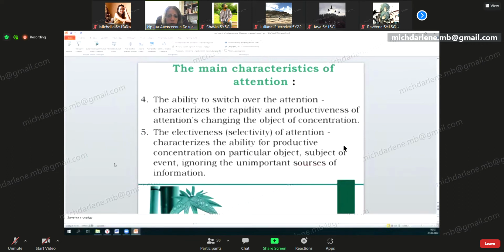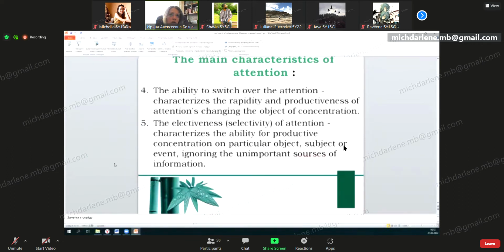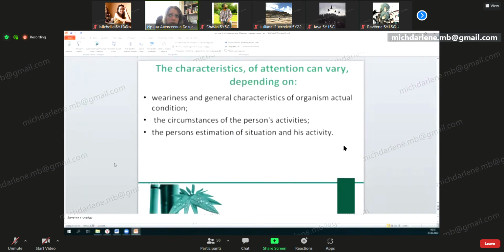What about the characteristics of attention? The characteristics of attention can vary depending on several criteria. First of all, it's awareness and general characteristics of the organism, of the person's actual condition, his health, his age, his gender, and so on. Then the next group of criteria includes circumstances of the person's activities. Then the next criterion is a person's estimation of the situation, his actual activity in this period, in this moment.